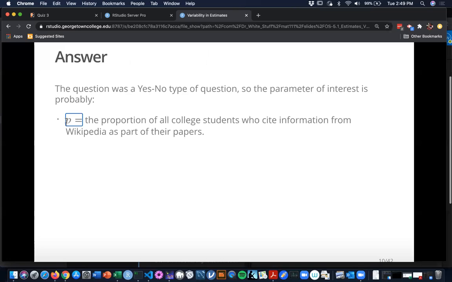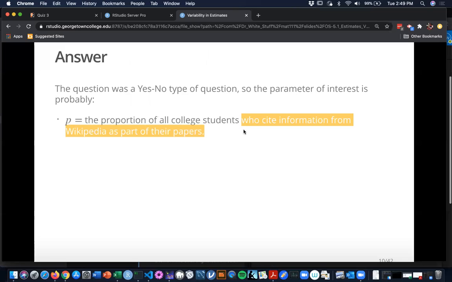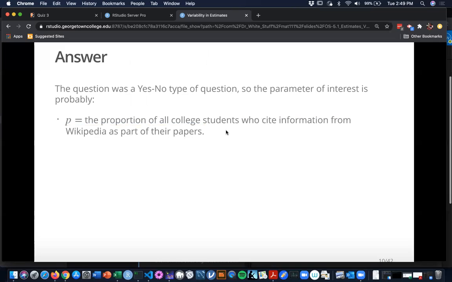You just need to define that population proportion. And you just say the proportion of all college students, to indicate it's a proportion out of the population, who cite from Wikipedia as part of their papers. So the basic idea is, if you're asking them yes/no questions, you're probably interested in a population proportion. If you're asking them for numbers, you're interested in a mean.